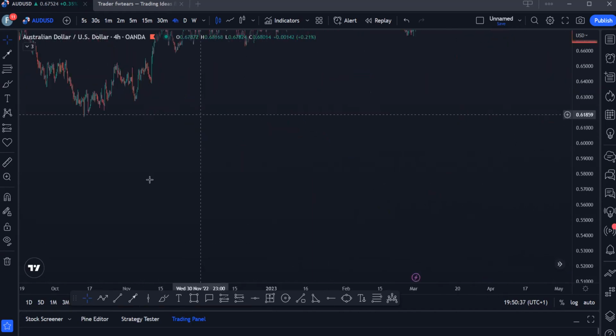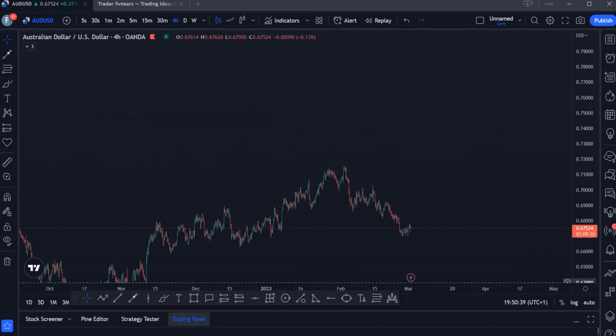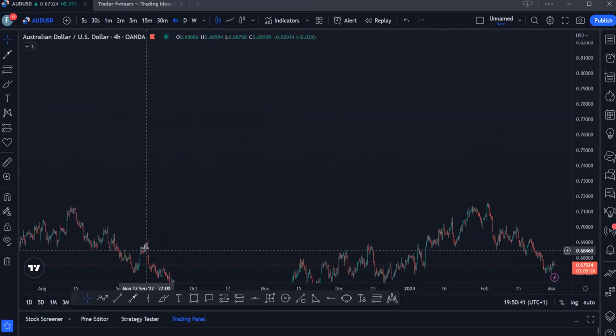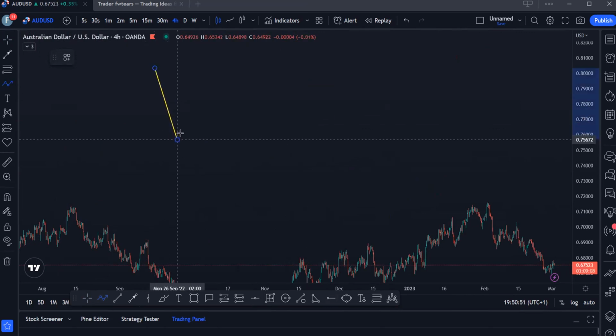So let me just quickly give us something. Remember, I was saying that price moves from bearish, from uptrend to downtrend and vice versa. So let's say price is doing this, is in a downtrend.